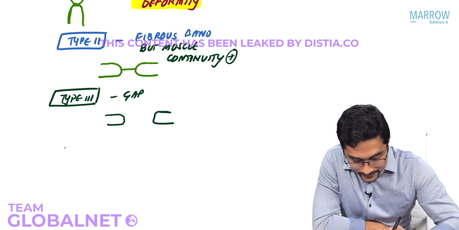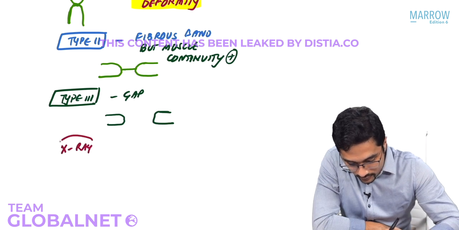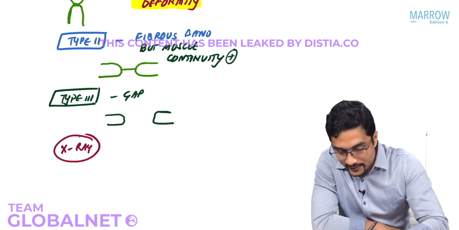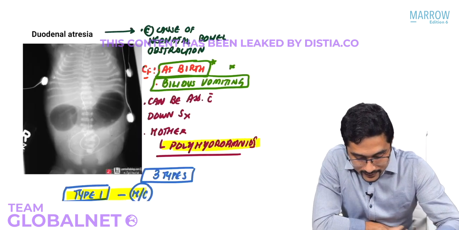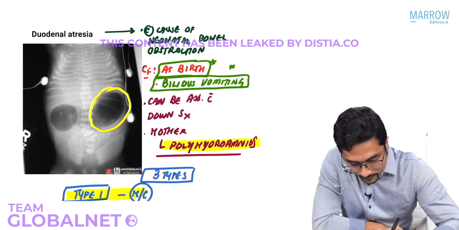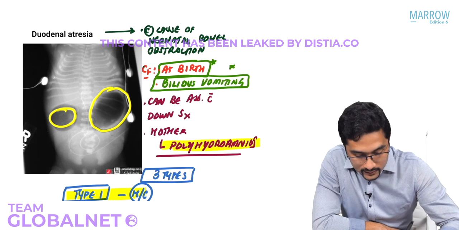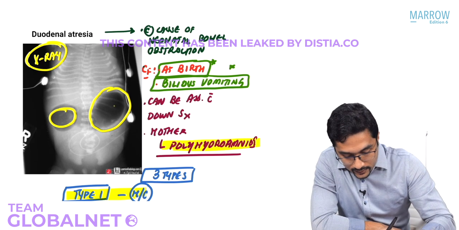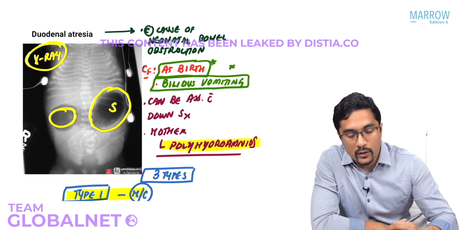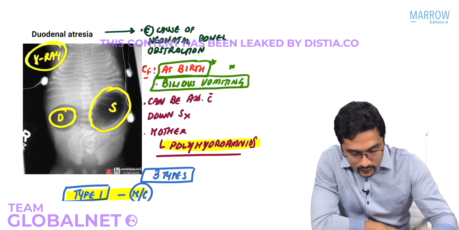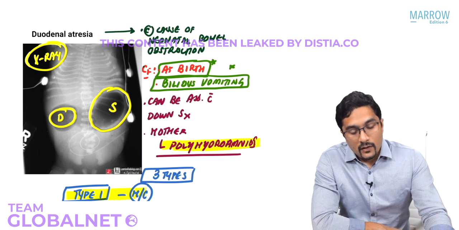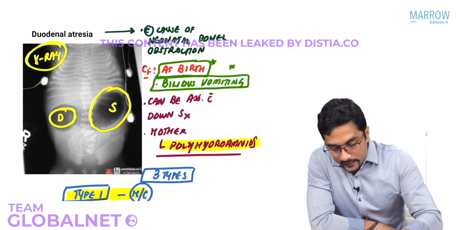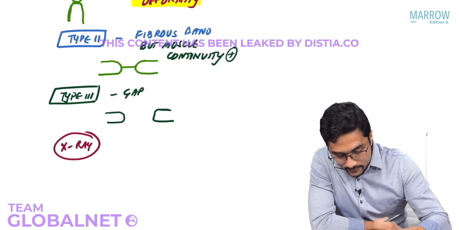Now, if we do an X-ray in these patients, we've already discussed that the initial investigation is an X-ray. And if we do an X-ray in duodenal atresia, we will see a double bubble sign, one bigger bubble of the stomach and smaller of the duodenum. Now, double bubble sign, this is a classical sign asked many times in the exam.